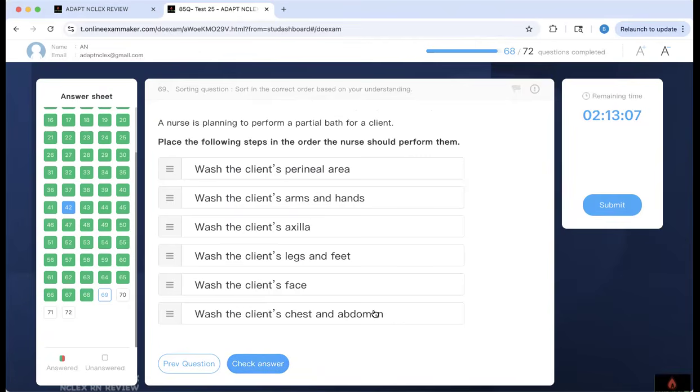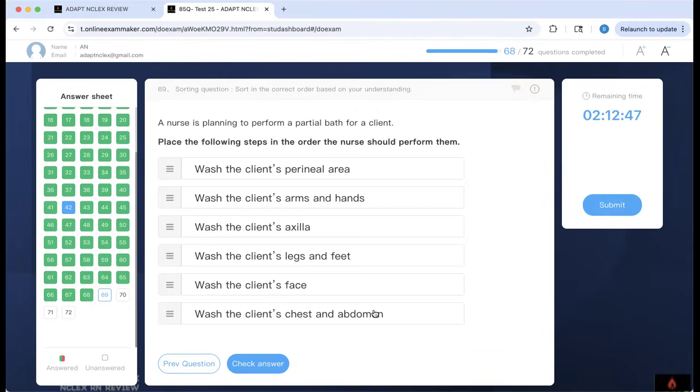A nurse is planning to perform a partial bath for a client. This is a strategy. This is a key concept. This is basic care and comfort. You have to know this bath. Sometimes it's tricky, but there's a strategy. Place the following steps in the order the nurse should perform the bath. So partial bath, how do you do it?